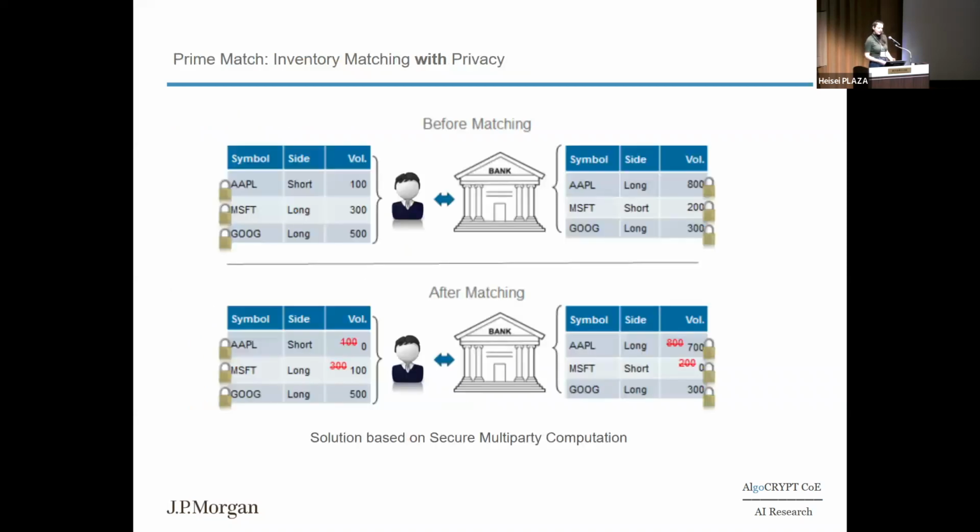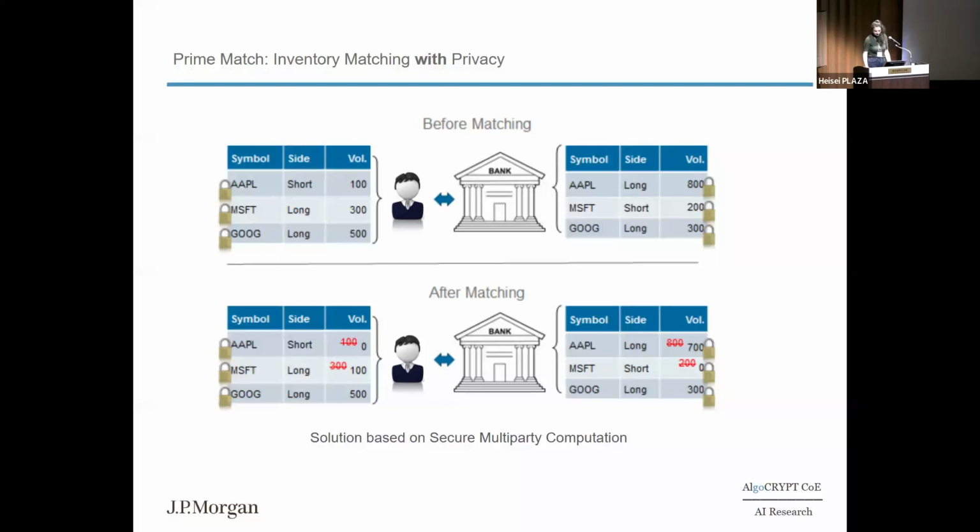So ideally, we would like the client to send us what they want to do, okay? So let's say here I have an example of an inventory for the client. If the client submits his intentions encrypted, then we can compute on this encrypted data and try to find matches with the bank's inventory. So here, for example, for Apple, the client wants to sell 100 shares of Apple, and the bank wants to buy 800 shares of Apple. After we compute the match on this encrypted data, the answer is that we can have a match of 100 shares. So you can see that we can subtract the values from the inventory at the end.